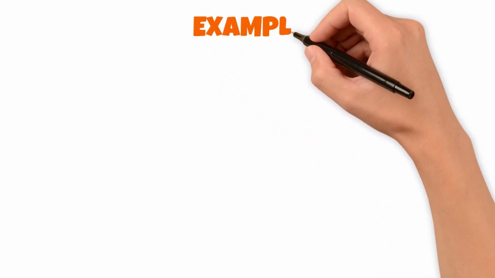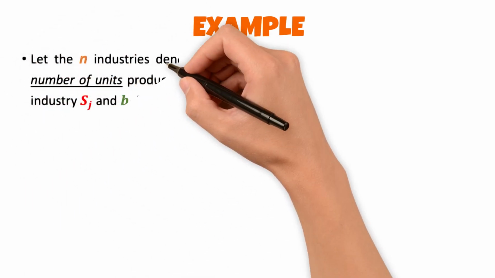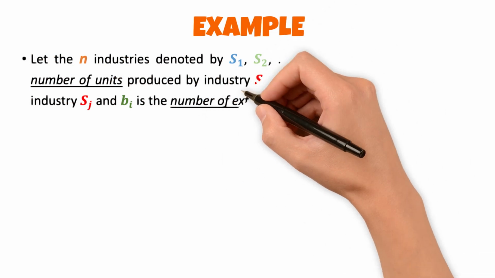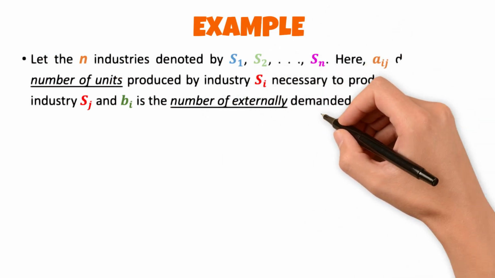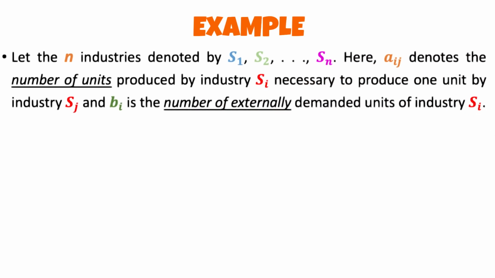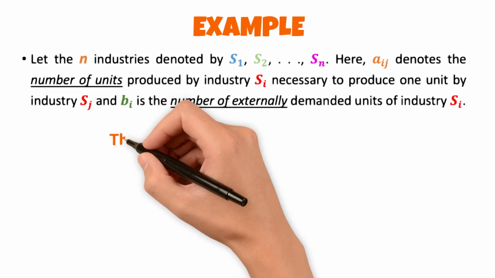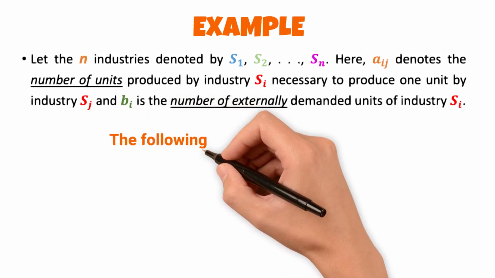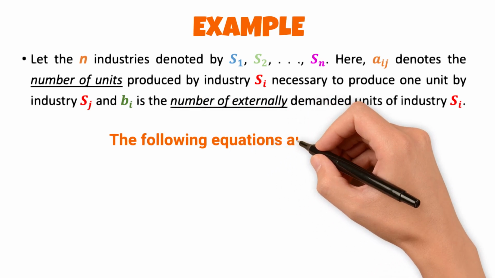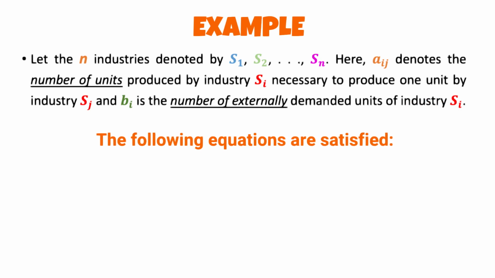Let the n industries be denoted by S1, S2, until Sn. Here Aij denotes the number of units produced by industry Si necessary to produce 1 unit by industry Sj, and Bi is the number of externally demanded units of industry Si. The following equations are satisfied. The production of the food industry is in tons and the car industry in 1,000-kilometer car travels. The total output equals the internal consumption plus the external demand.